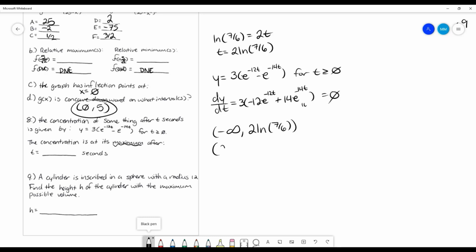Okay, and then we've got this point up to infinity. Well, we want to make sure that this is a point of maximum. So let's see here. What is something bigger than this?